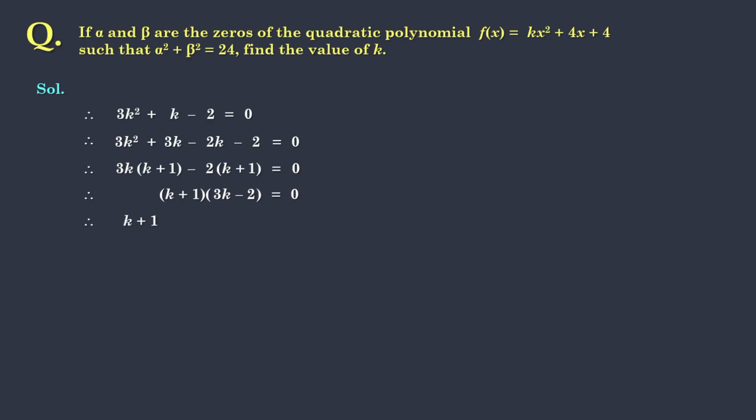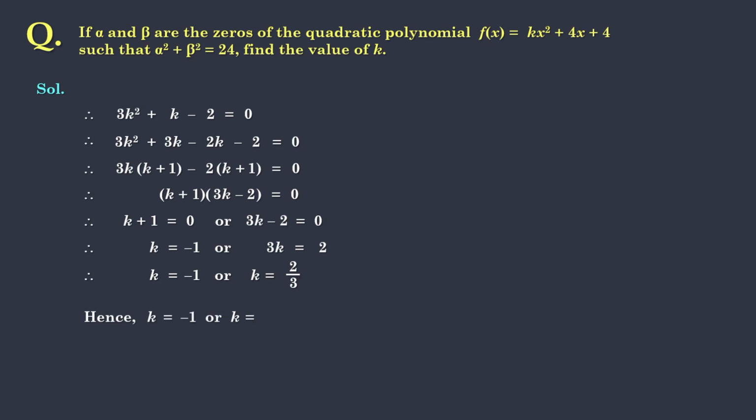For the product to be 0, at least one factor must be 0. So either k plus 1 equals 0 or 3k minus 2 equals 0. From the first equation, the value of k becomes minus 1. From the second equation, the value of k becomes 2 divided by 3. Therefore, the values of k are minus 1 and 2 divided by 3.